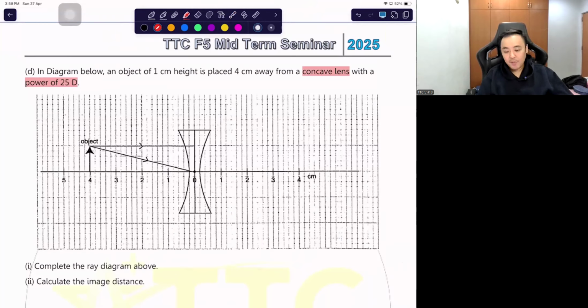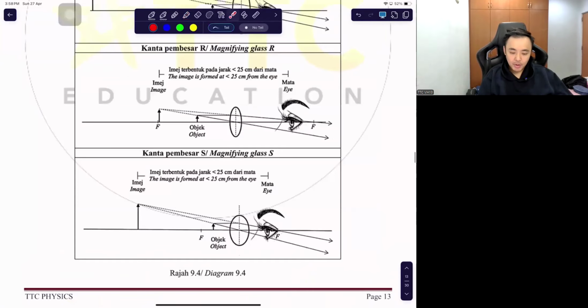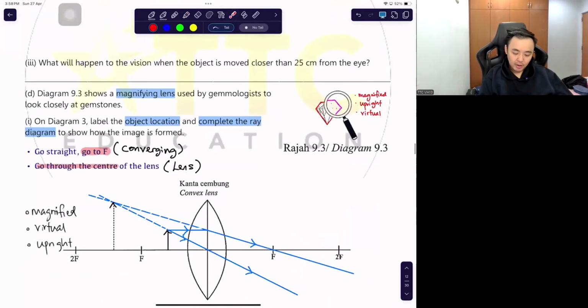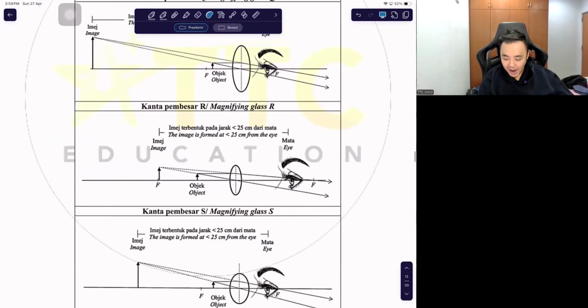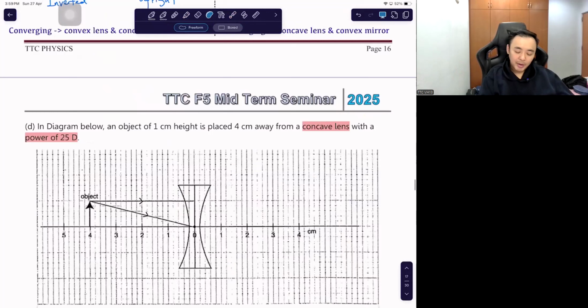Now just now, for a convex lens, to draw it is very simple. We always do like this, right? Go straight, go to F, and then you go through the center of the lens. The reason you go to F is because of converging. So if it's diverging, what will be different? Now look, I'm going to copy and paste this because I want you to understand the drawing is actually very similar. There's only one thing being different.